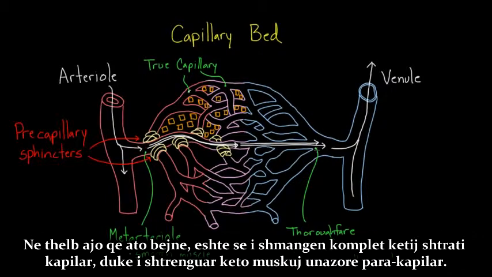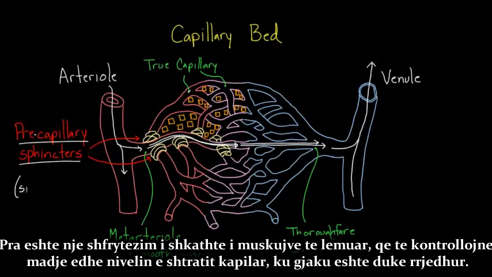So basically what you're doing is you're completely avoiding this capillary bed by clamping down on these pre-capillary sphincters. So it's kind of a neat use of smooth muscle to control even at the capillary bed level where the blood is flowing.